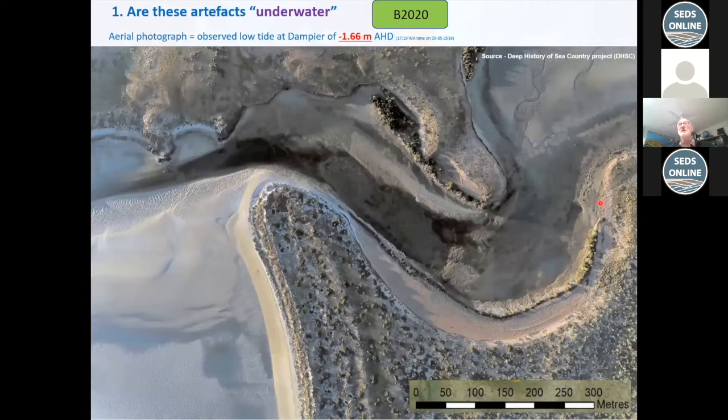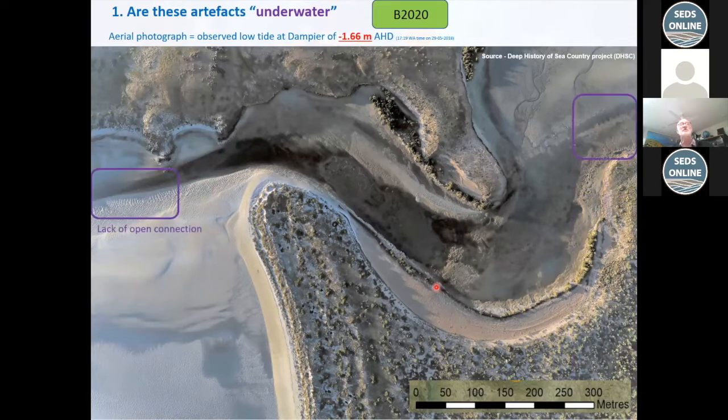Of course, there's something local that we can do as well. We can just look at detailed aerial photographs of the area. And this is one of that channel. This aerial photograph was taken at a time of an observed low tide at the port of Dampier of minus 1.66 meters. It's not crucial, but quite a low spring tide. Just for scale, that's about 150 meters from bank to bank across this channel.